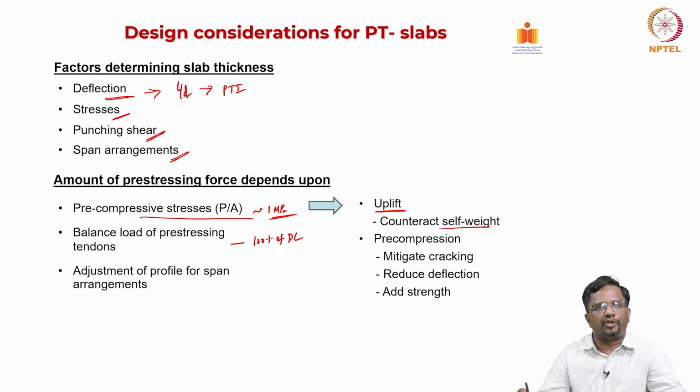Again, for the amount of pre-compression, for example, if it is a roof slab, then due to the rain, water tightness may be governing the design. So, you may end up putting slightly higher stress. The amount of pre-compression, which is P by A, will depend upon how much you want to mitigate the cracking, how much you want to reduce the deflection, and how much, if at all, you want some strength. Of course, we can always use normal non-pre-stressed TMT rebars for additional strength, but the amount of pre-compression also depends upon what parameters are required from a design point of view.